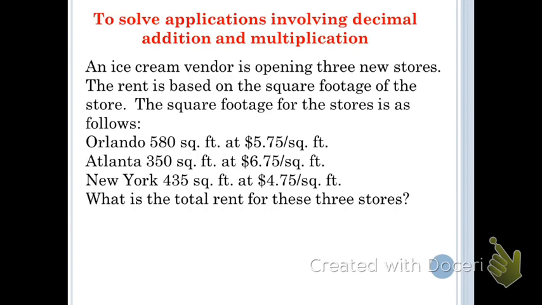An ice cream vendor is opening 3 new stores. The rent is based on the square footage of the store. The square footage for the stores is as follows: Orlando, 580 square feet at $5.75 per square foot. Atlanta, 350 square feet at $6.75 per square foot. And in New York, 435 square feet at $4.75 per square foot. So we need to figure out what is the total rent for these 3 stores.